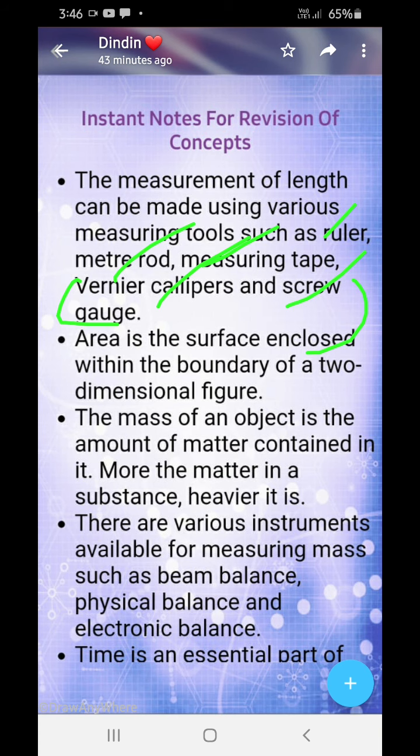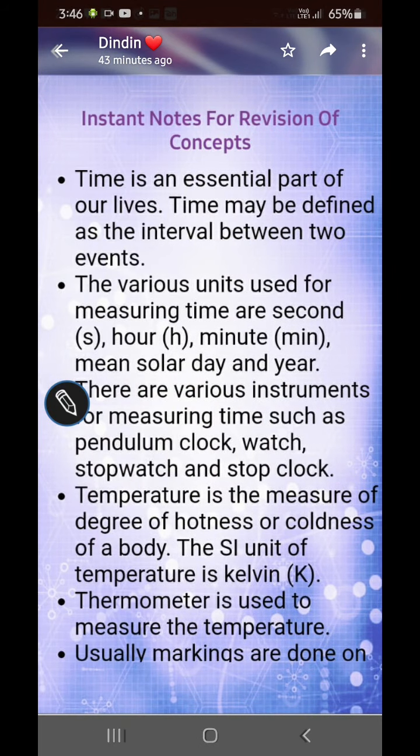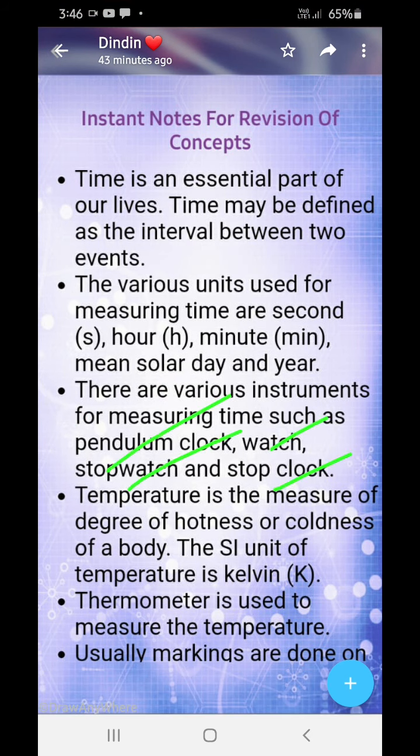Now, what is time? Time is an essential part of our lives. Time may be defined as the interval between two events. Okay? This is all you have to learn. You have understood, right? The various units used for measuring time are hour, minute, mean solar day, and year. And the various instruments for measuring time are pendulum clock, watch, stop clock, okay, all this.